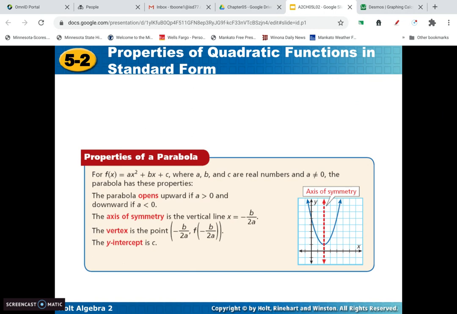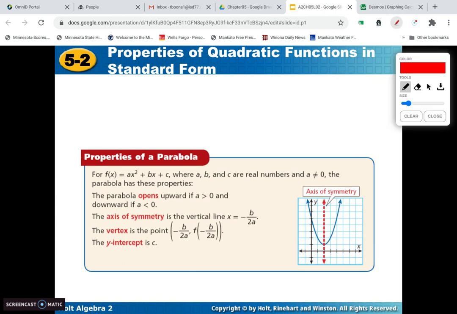All right, here are some other properties that we can figure out. Sometimes it's not in that form. Sometimes it's in what we call standard form, and that's what's right here. And these coefficients tell us quite a bit. A, the number in front of the x squared, if it's positive, makes it a smiley face. If it's negative, it makes it a frowny face. It makes it go downward.